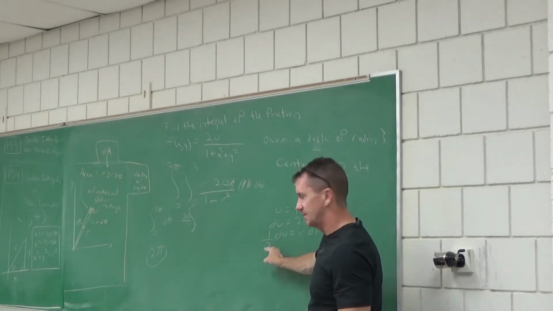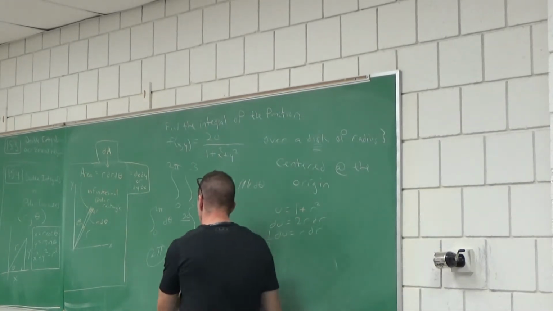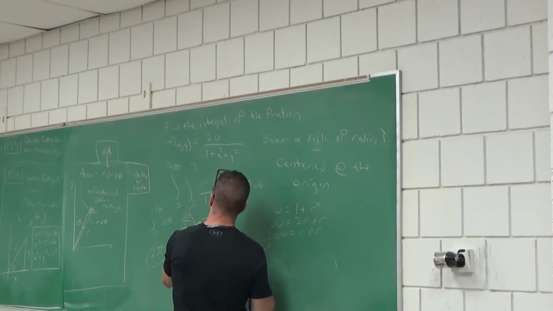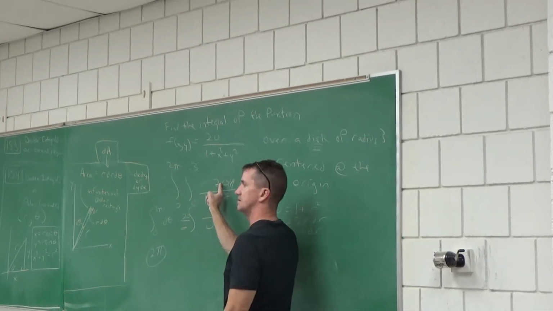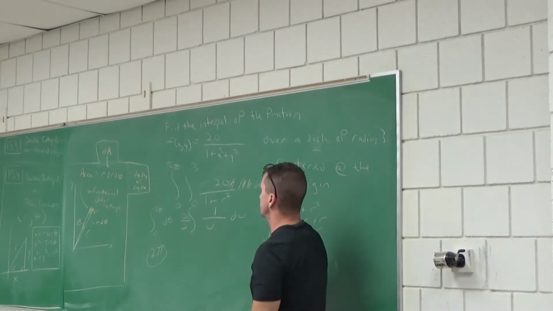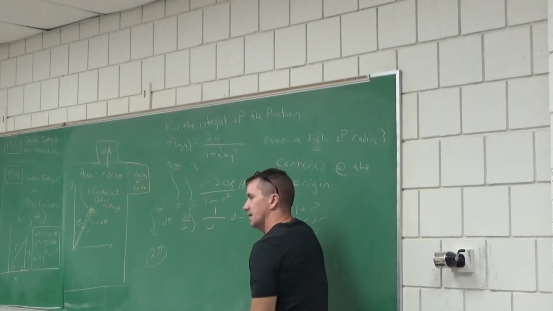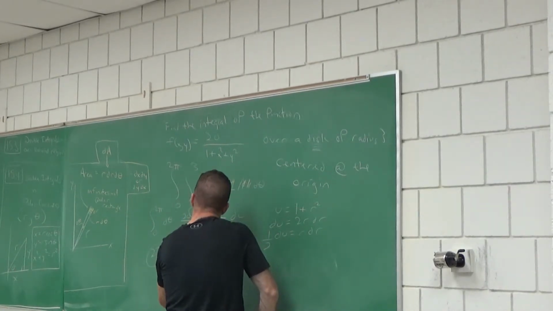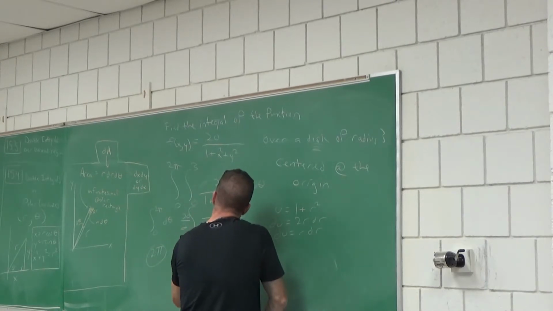This 2. Remember last time I forgot it? Don't forget the 20 times a half. This is now u. What's in the numerator now? Just 1. What's the integral of 1 over u? ln. And 20 over 2 is a what? So I'm going to get 10 natural log of u.